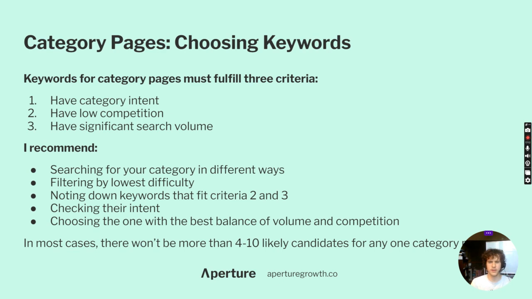Number 4, check the intent. So look them up in Google. Make sure that they actually are keywords that have the intent to explore a product category. And then number 5, choose a keyword that offers the best balance of volume and competition. If you have a keyword that's 1,000 search volume and low competition, it's better than one with 800 search volume and slightly more competition, or one with 2,000 search volume but insane competition. So just strike the balance that you can. It won't always be perfect. Usually there won't be more than 4 to 10 likely candidates for a given category.